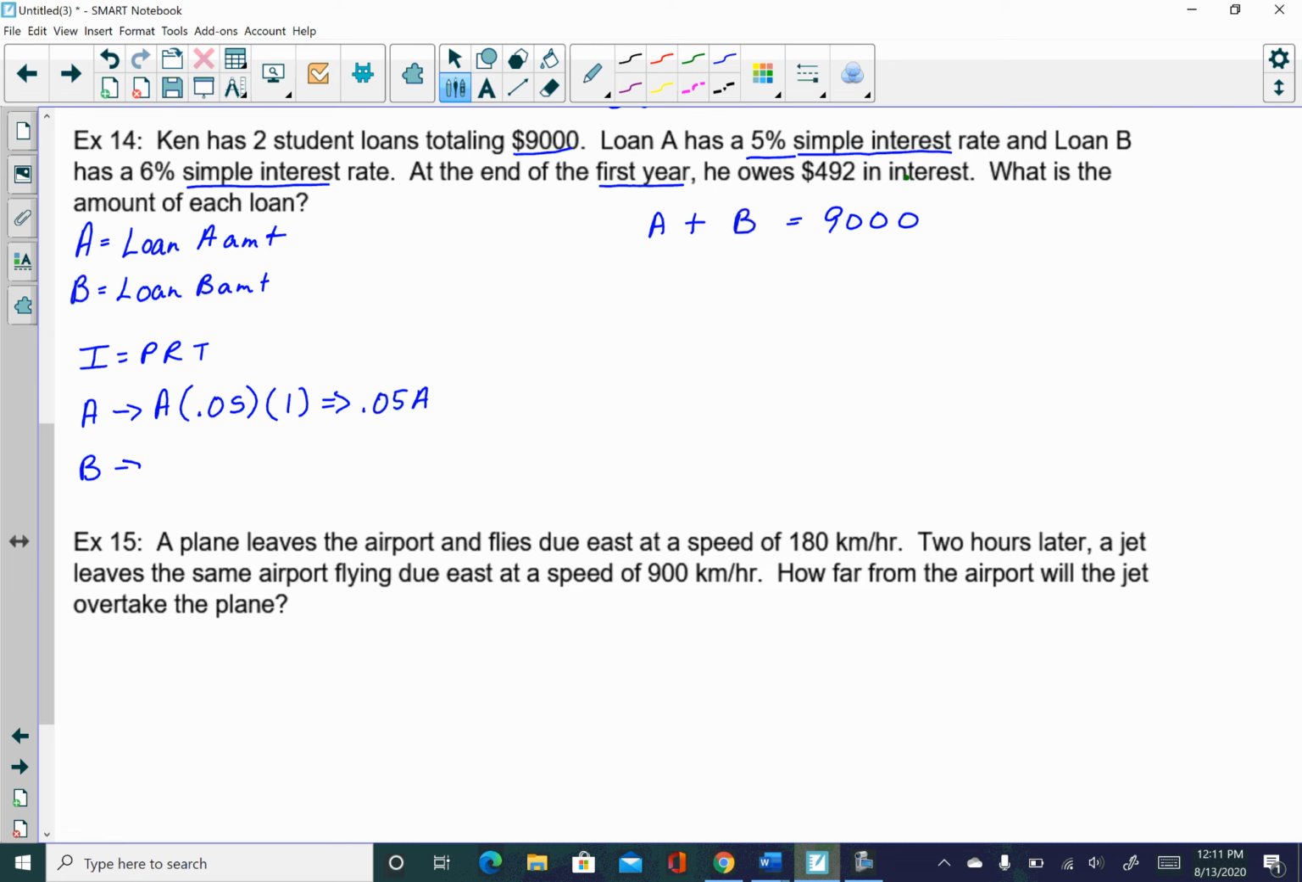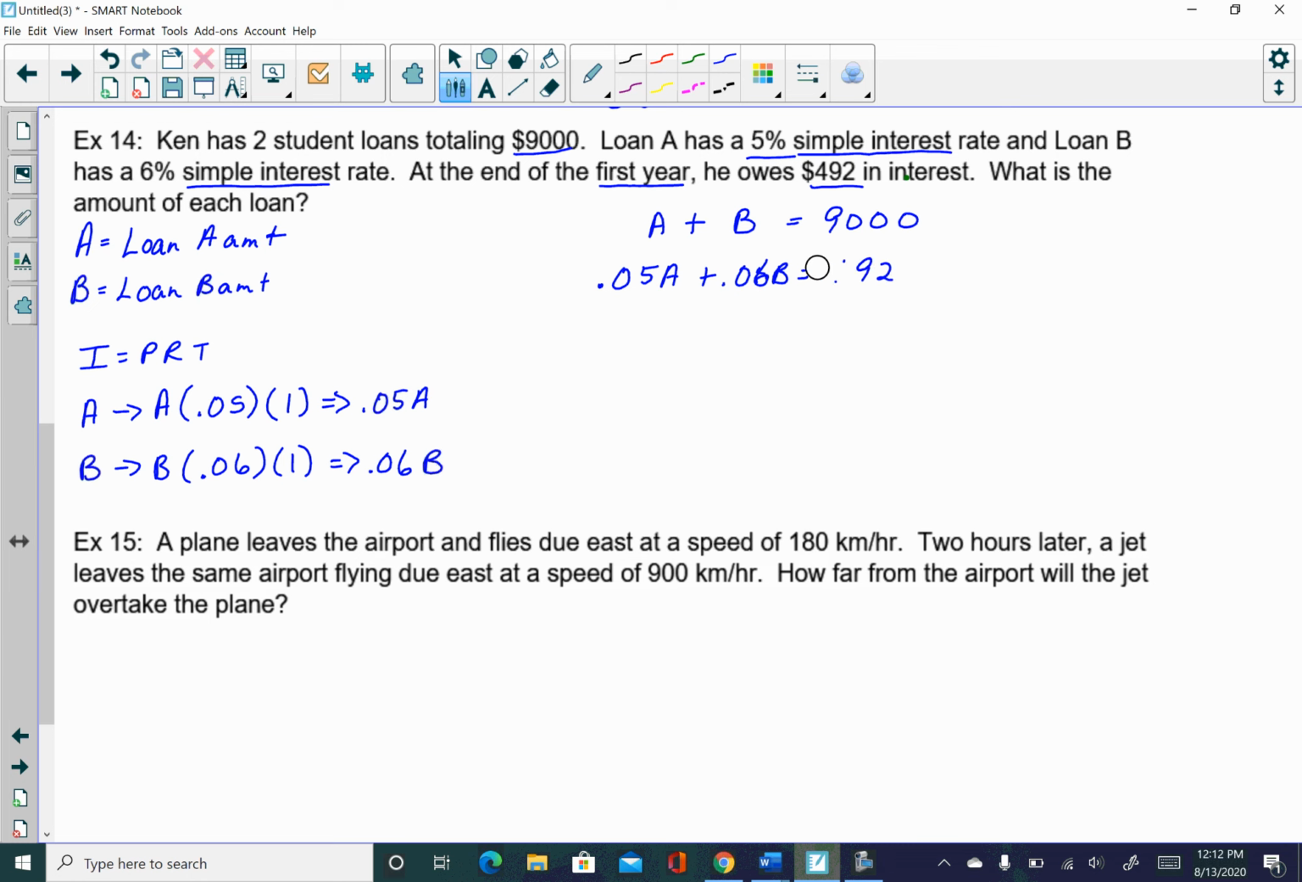Likewise, for loan B, the amount you put in would be B amount. We don't know how much that is. The interest amount, though, for loan B is 0.06. And again, it's for 1 year. So then that, if you multiply it out, would be 0.06B. Okay. So now I can write an equation based on these interest charges and the total interest. So I can say, well, the interest charged for loan A, 0.05A, plus the amount charged for loan B, 0.06B, equals a total of $492.